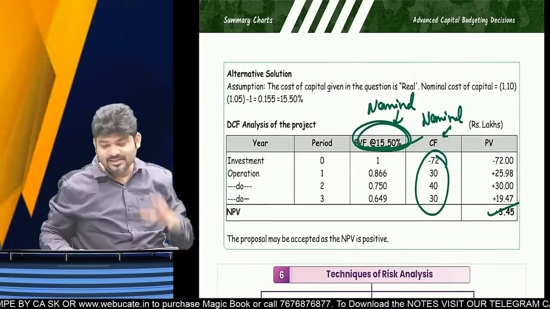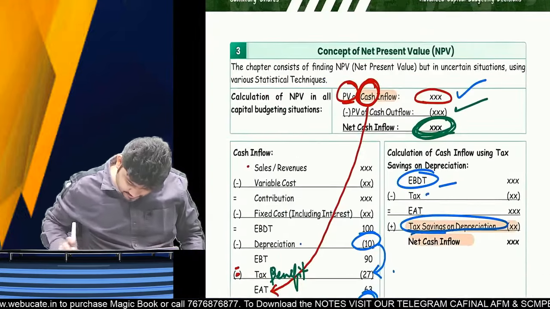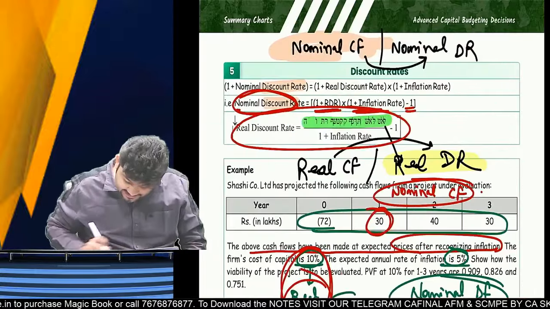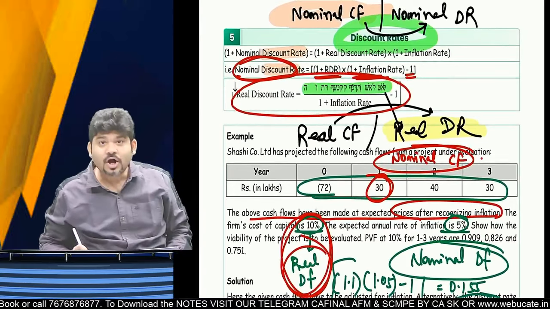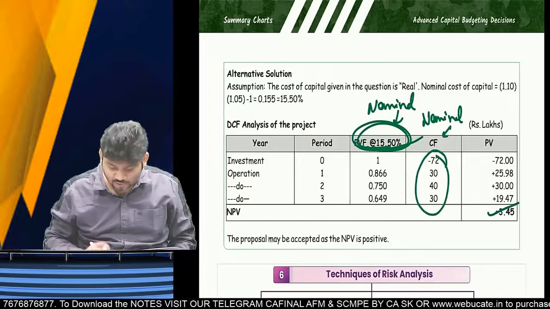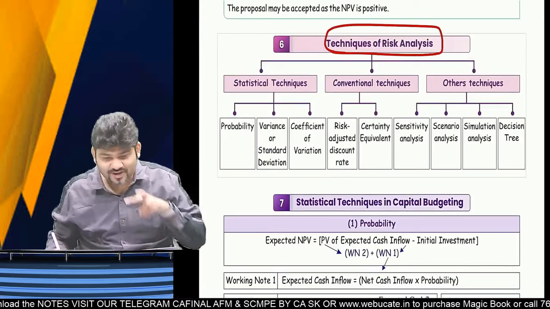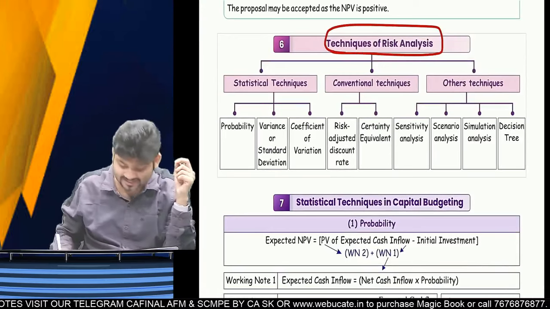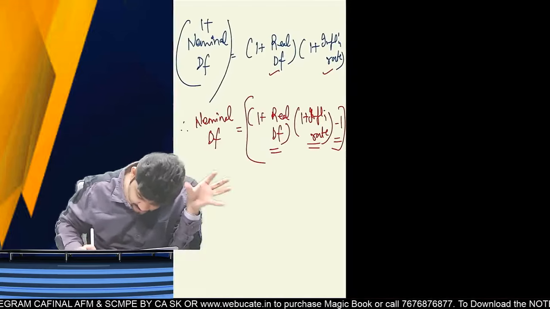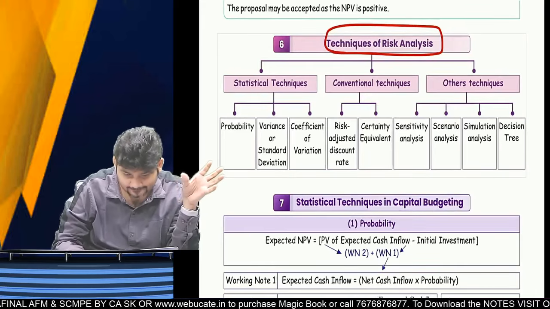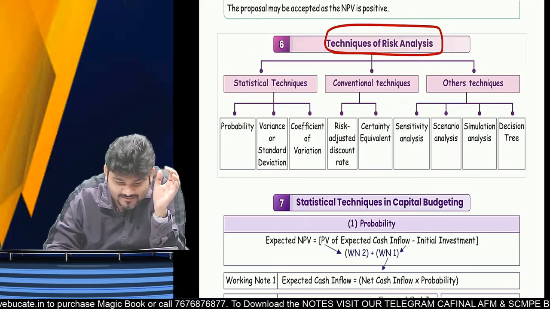Yes. So with this, we complete the first two basic parts: the concept of net present value and the concept of discount rates. Next, we move on to the techniques of risk analysis. This is where we are entering into the techniques of risk analysis. Just to tell you, two concepts are done. Now starts the risk analysis part, guys.